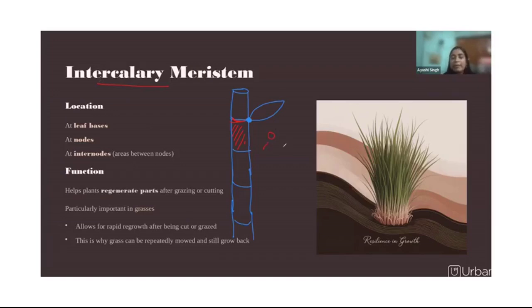Again, the cell will divide into 2 and 2 into 4, like that, right? So here it is present. It helps regenerate parts after grazing or cutting. So if you cut this part, it will again grow, because here the apical meristem is already cut off, broken. That's why intercalary meristem will help the plant to grow. That's why whenever you mow the lawn, or cut the grasses, without plucking them with the roots, these grasses will grow again because they have intercalary meristem present in them. So this is about it.